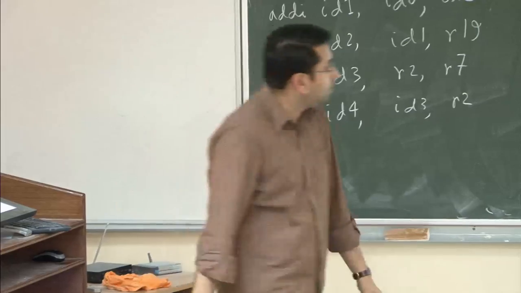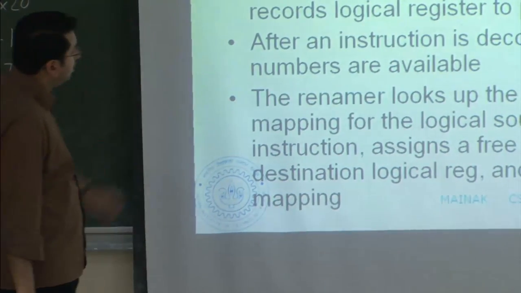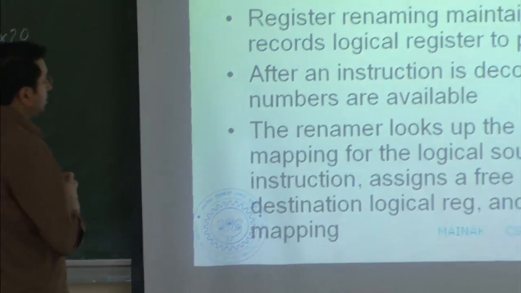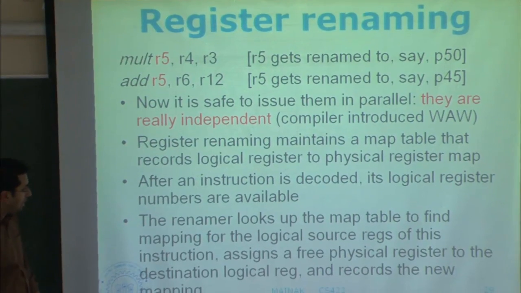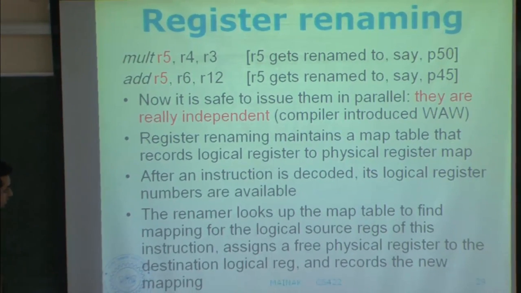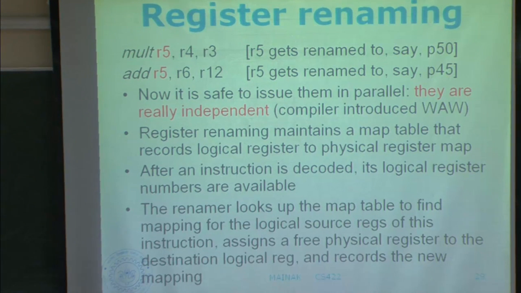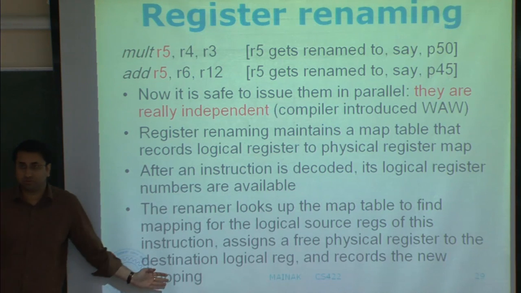Okay, all right. So register renaming maintains a map table that records a logical register to physical register map. After an instruction is decoded, its logical register numbers are available. The renamer looks up the map table to find the mapping for the logical source registers of this instruction, assigns a free physical register to the destination logical register, and records the new mapping. So that's the renaming procedure.